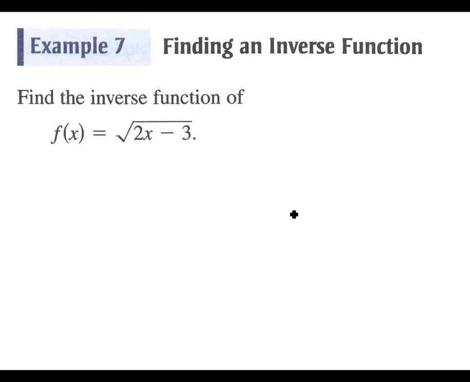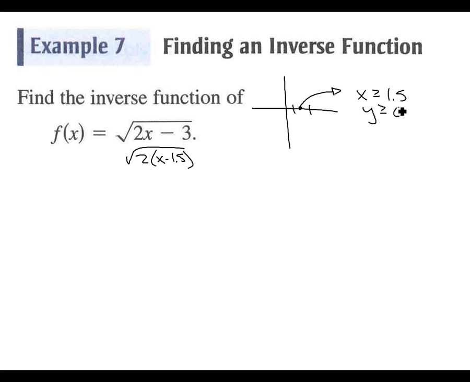All right, example 7. Let's find the inverse function of this. Now, one thing to be careful of here, just to keep in mind, quick sketch of this, 2x minus 3, we're going to shift right. This is really square root of 2x minus 1.5. So we're shifting right 1.5 before we sketch it, right? If we look at this, let's keep in mind what our domain and range are. So on this one, x has got to be greater than or equal to 1.5. Y has got to be greater than or equal to 0. Okay, keep that in mind. That's going to come up in a second.